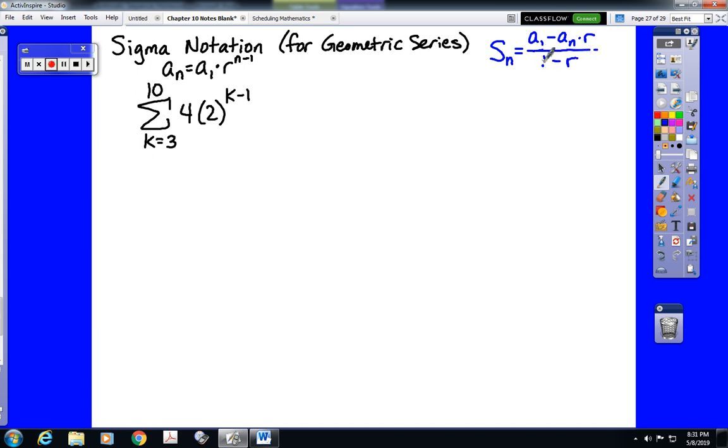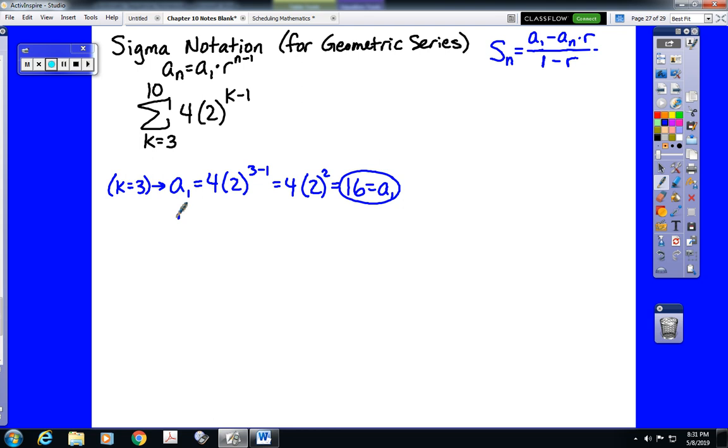To do that, we need to know three things. We need to know the first term, the last term, and r. So the first term, a sub 1, is going to be when k equals our bottom number. So if we let k equal 3, that is our first term. 4 times 2 to the 3 minus 1 power. Well, that would be 4 times 2 squared, which would be 4 times 4, or 16, would be our first term.